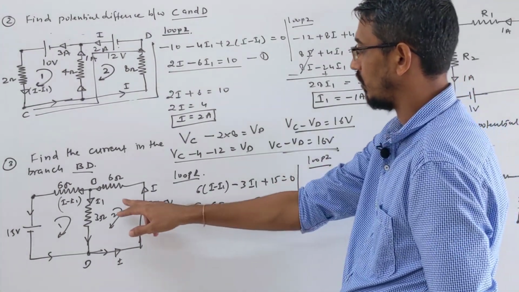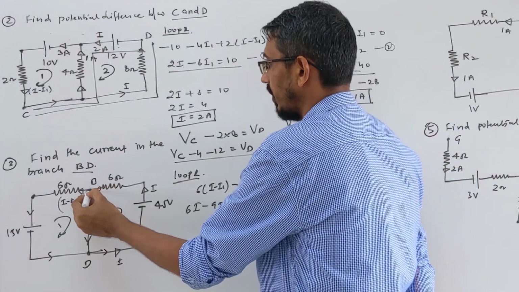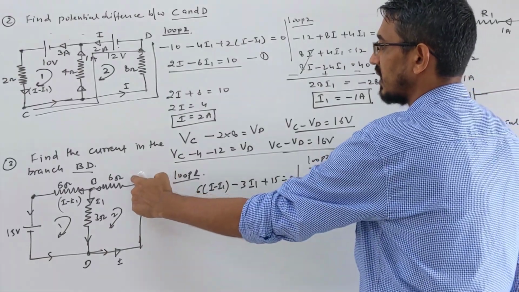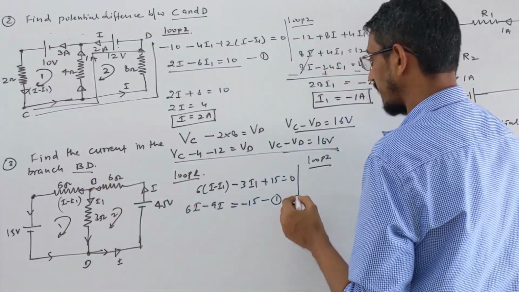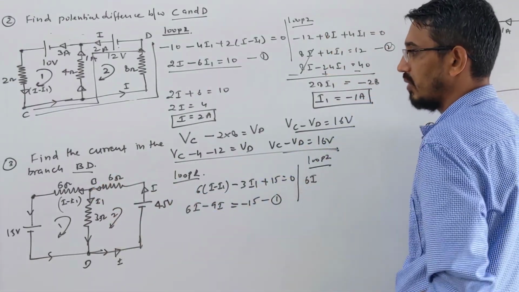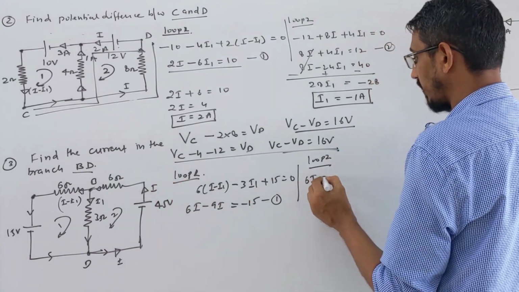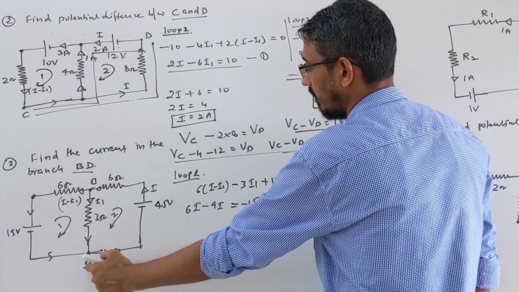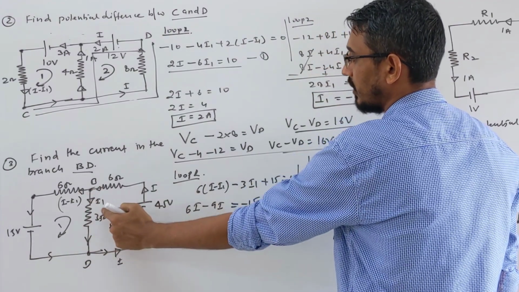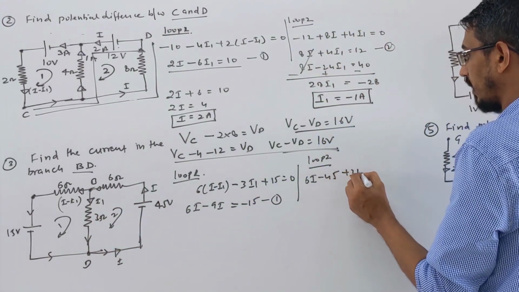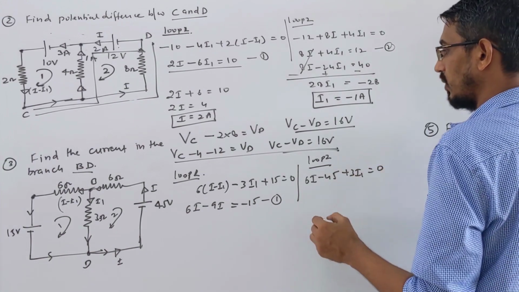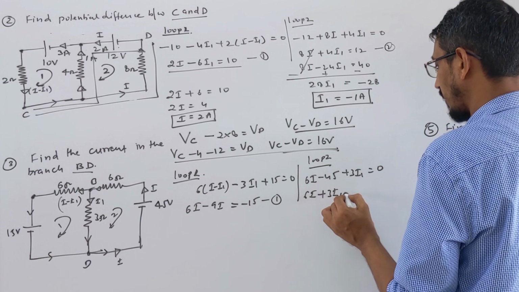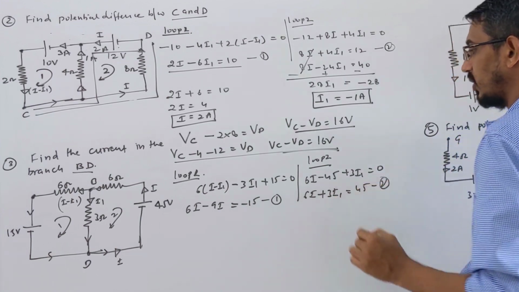Where is loop 2? This loop. Start from any point. Let's start from point B, go here and come back here. First we have this 6 ohm and the current is coming that way, going against the current, so we get 6I. Then we have this battery, so that will be minus 45, jumping from positive to negative terminal. We came here, now we are going against the current in this branch, so plus 3I1, all equal to 0. So what is the answer here? 6I plus 3I1 is equal to 45. This is equation number 2.